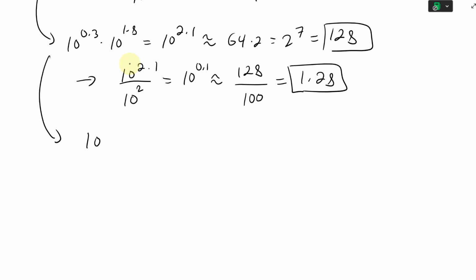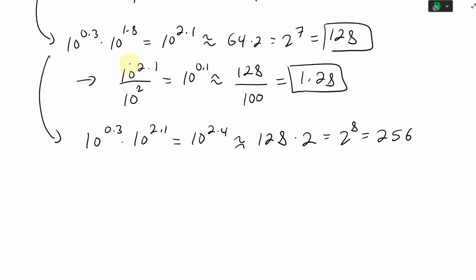There are going to be, I think, 2 more. 10 to the 0.3, again, times 10 to the 2.1. This is equal to 10 to the 2.4. Add those up. This approximately equals 128 times 2, which equals 256. And this equals 2 to the 8. So again, 2 times 8 is 16, carry the 1, 2 times 2 is 4, add the 1, 5, and 2 times 1 is 2. So that is 256.